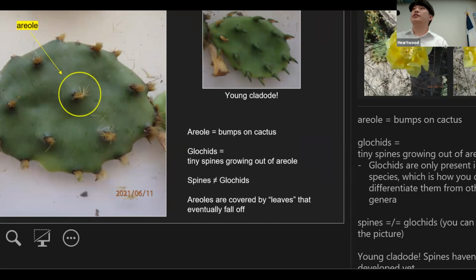But the interesting thing to note is that the spines are modified leaves, and this is most apparent when you have a young growth. For example, in the top right, you can see a picture of a young cladode, and it's a little bit hard to see due to the lighting, but each areole is covered by these fleshy growths, which most closely resemble leaves. They eventually do fall off in place of the spines though.